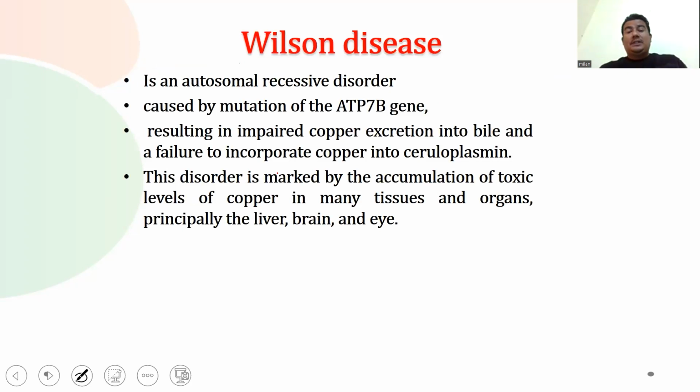Talking about Wilson's disease, it is an autosomal recessive disease caused by mutation in the ATP7B gene. What does this mutation do? This mutation results in impaired copper excretion in the bile, so that it leads to the failure of incorporation of this copper into ceruloplasmin. Ceruloplasmin secretion will be very less, and this free copper will lead to accumulation of toxic levels of copper in many tissues, including the liver, brain, and the eyes.